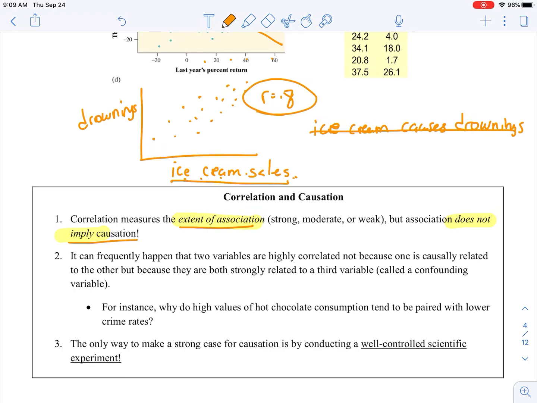It can frequently happen that two variables are highly correlated, not because one is causally related to the other, but because they are both related to a third variable. And that third variable is a lurking variable.